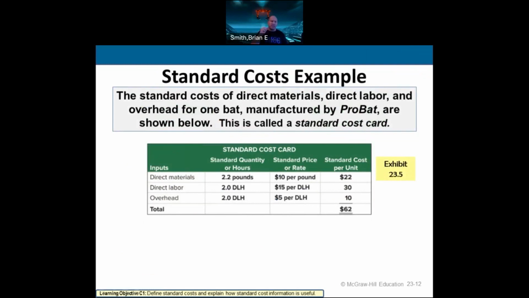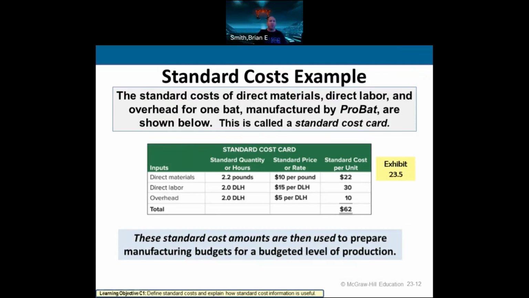Same thing with direct labor. It's going to take us 2 direct labor hours to produce it. At $15 per direct labor hour, it's going to be $30 to create this unit. And then we also have, based on the applied overhead, 2 direct labor hours at a $5 per direct labor hour rate to give us $10. So under normal or perfect circumstances, we should have, oh, this is pro bat. I guess I missed that. Like we're making baseball bats. It should cost us $62 to make a baseball bat. And that's what we're looking at.